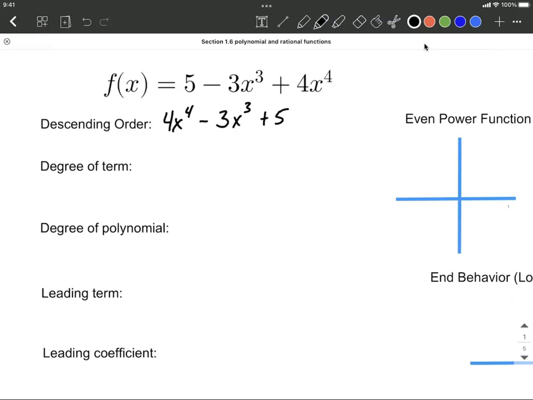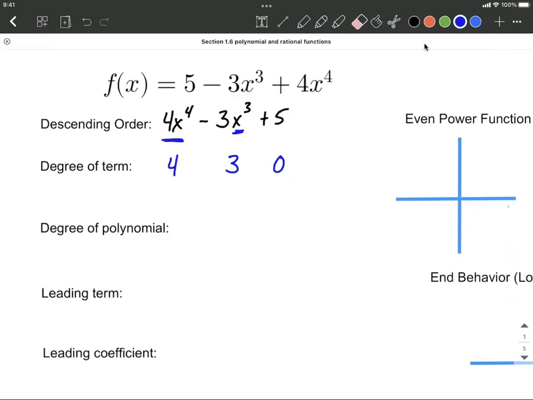Okay, the degree of each term is the power on x. Just isolating, looking at the 4x to the fourth, its degree is going to be 4. x cubed, its degree is going to be 3. And a constant is going to have degree 0. Now why is that? Because we could think 5 times 1 means the same thing as 5. But instead of 5 times 1, I could write 1 as x to the 0 power. x to the 0 power from our exponent section equals 1. So that's why constants always have a degree of 0. I'm going to get rid of that so it doesn't confuse us anymore.